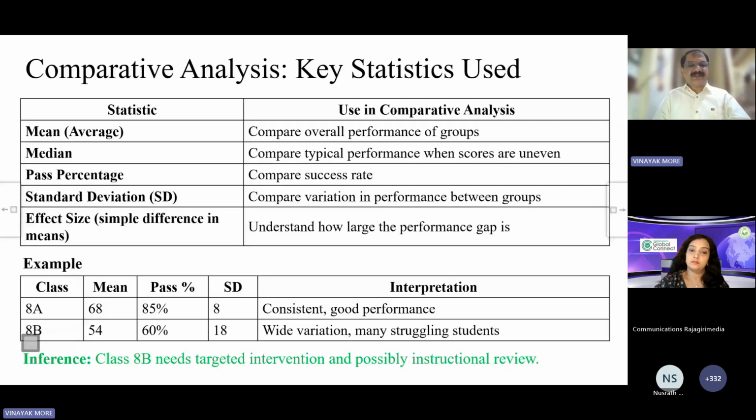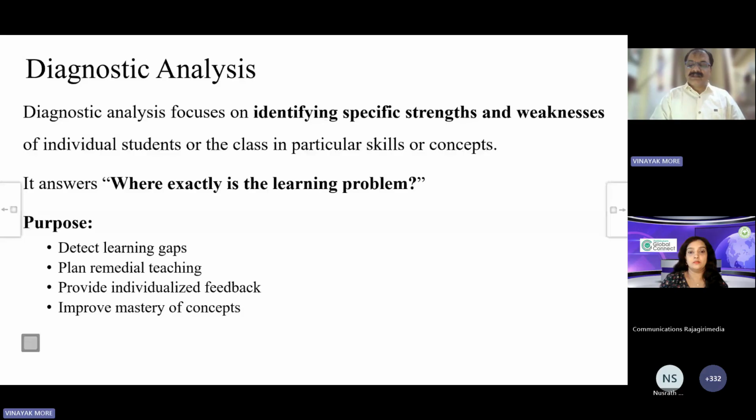Suppose classes 8A and 8B are given, with mean, pass percent, and standard deviation, and you can interpret that class B, where the deviation is more, the mean is low, and the passing percentage is also low, has wide variation, and it shows that many students are struggling. So these are the statistics you can use if you want to do a comparative analysis.